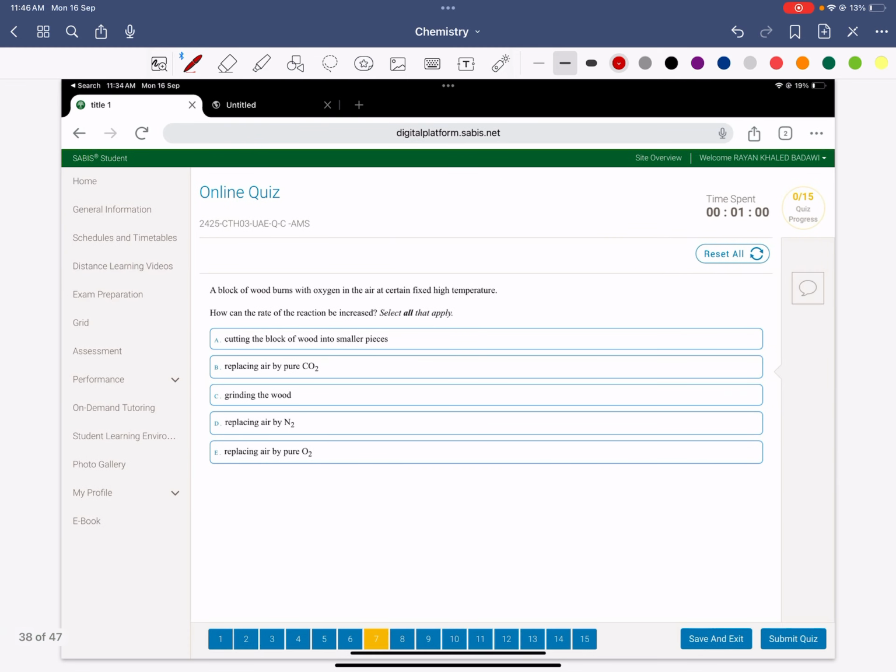Perfect. A block of wood burns with oxygen in the air at fixed high temperature. So we have wood and oxygen, okay? How can the rate of reaction be increased? Remember we said if we increase the surface area of a reactant, we're going to increase the reaction rate. So if we cut the wood into smaller pieces, if we grind the wood, it's going to have a larger surface area. Now we need O2 as a reactant. So what are we going to do? We're going to increase the concentration of O2. How do we do that? We replace air by pure O2, because air only has around 21% O2. So if we replace air by pure O2, of course the rate of the reaction is going to increase.